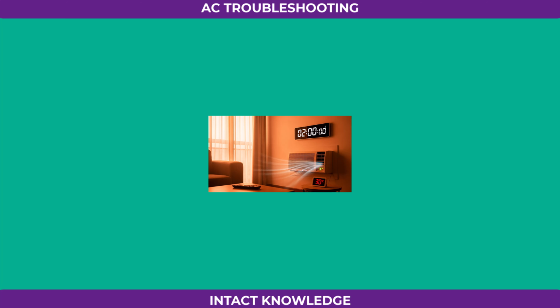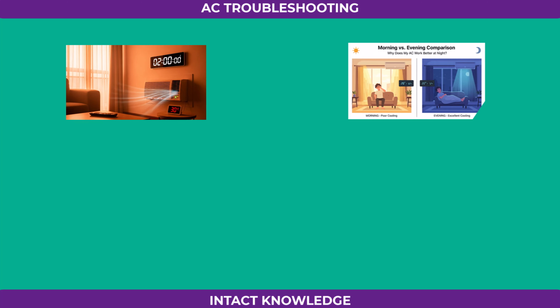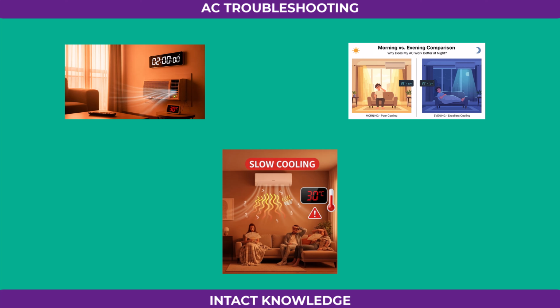When you turn on the air conditioner, you might notice that the room takes much longer than usual to cool down. Sometimes you'll feel that the AC cools well during the evening, but fails to do so in the morning. That's another possible sign of low refrigerant. If the indoor unit blows warm air instead of cold, it often means the refrigerant level has dropped.